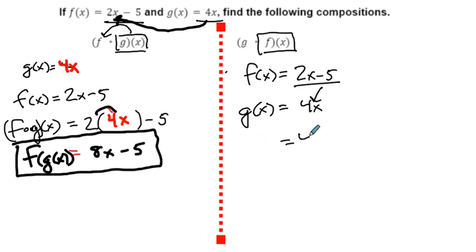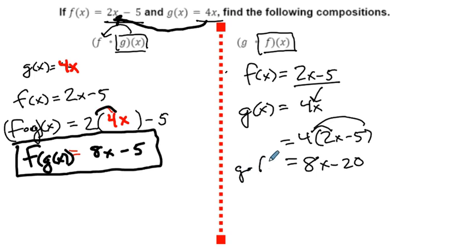So we're going to go 4 times, and then where you see x, we're going to put parentheses. We're going to make them a little bigger because we have to fit this whole thing in here: 2x minus 5. And then all we do is multiply. 4 times 2x is 8x, and 4 times negative 5 is negative 20. So your g of f of x is 8x minus 20.